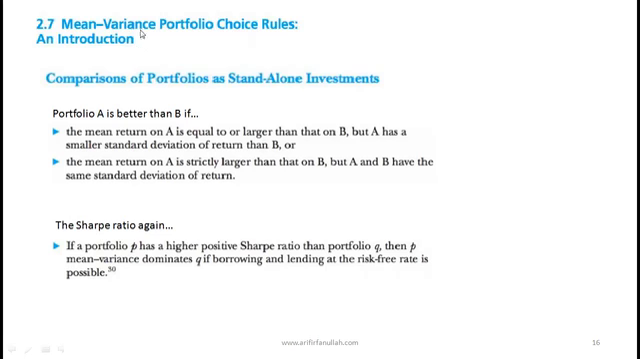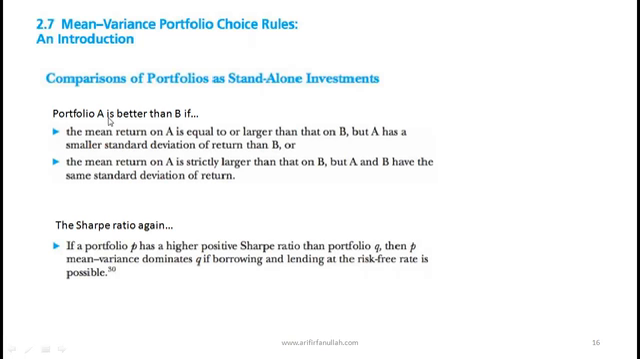Mean variance portfolio choice rules. Okay, now this one, this is section 2.7. There are a couple of rules that you need to know. One, you already know, that's this one. But I'll stop making assumptions about what I think you know. So we will just go through this, and then on the next slide will be something new and interesting and different.